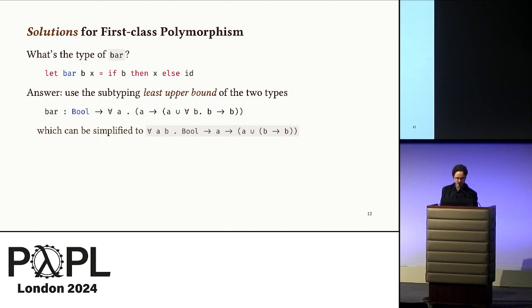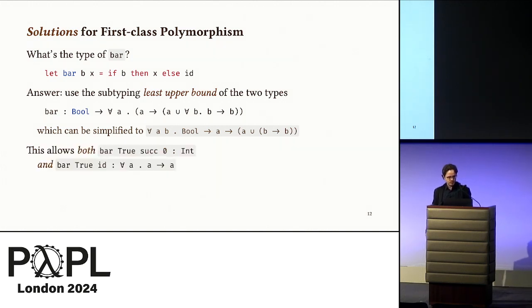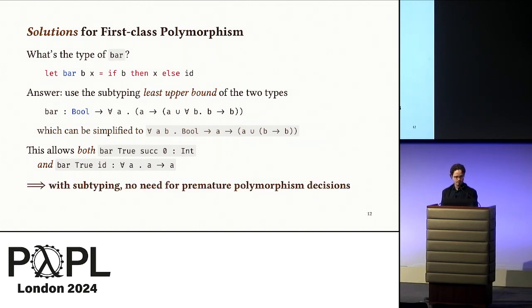It turns out we can simplify this type to something that's a bit less ugly, but this is another topic. This allows us to call both bar of true and succ and 0, which gives you an int on the output, and bar of true of id, which gives you a polymorphic function type as the output. And it's not surprising because, as I said, this is a principal type. So you no longer need to make premature polymorphism decisions, such as do we need to instantiate or generalize, when you have subtyping, because you can basically encode the control flow of the program using subtyping.